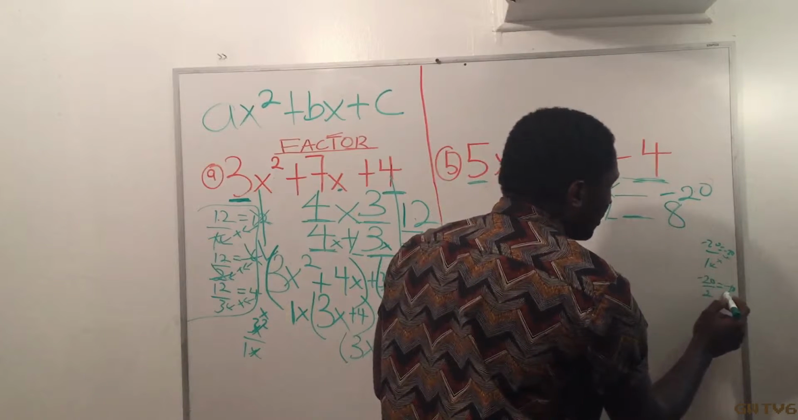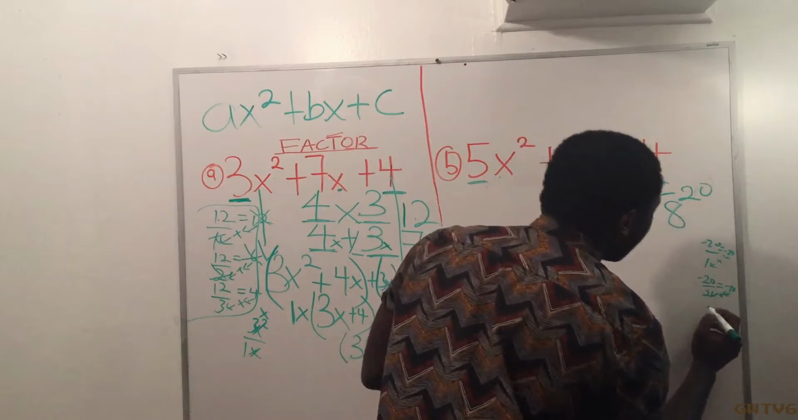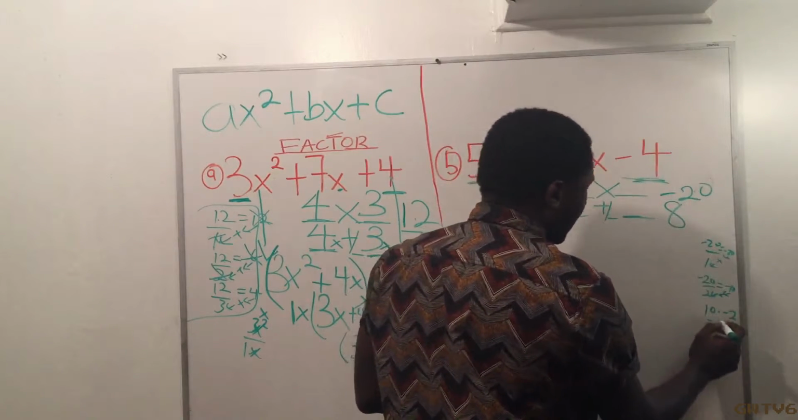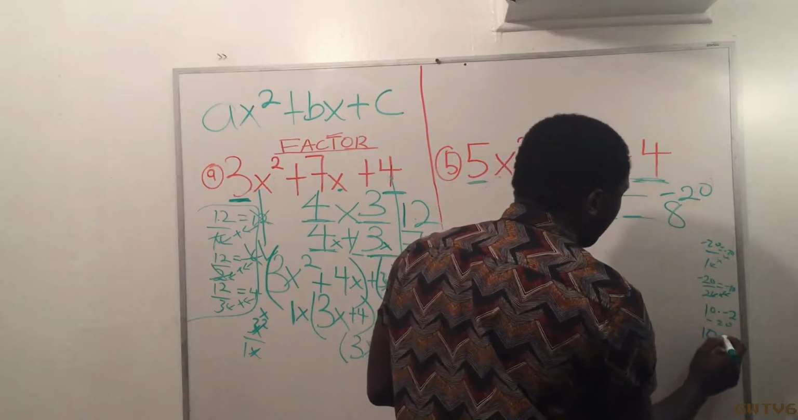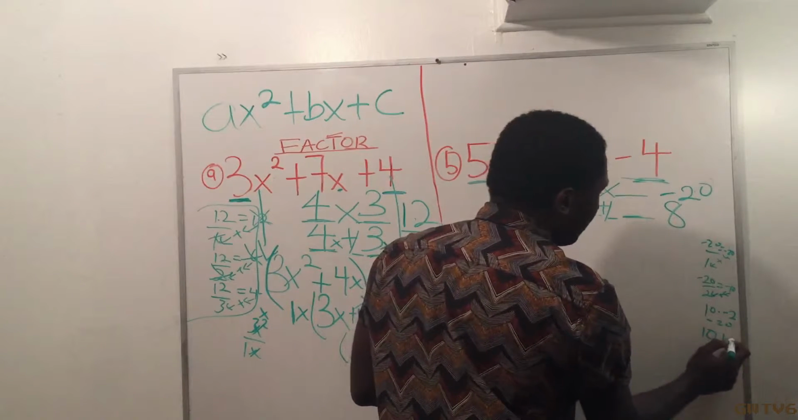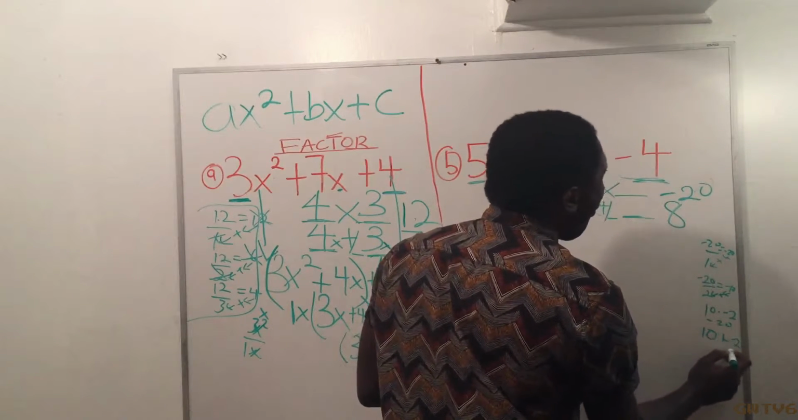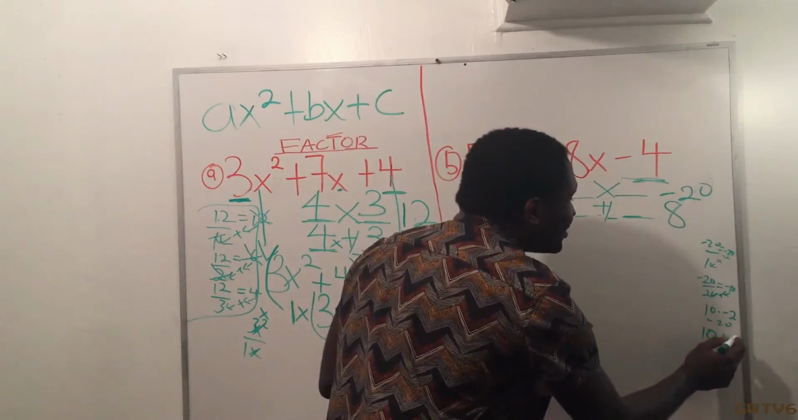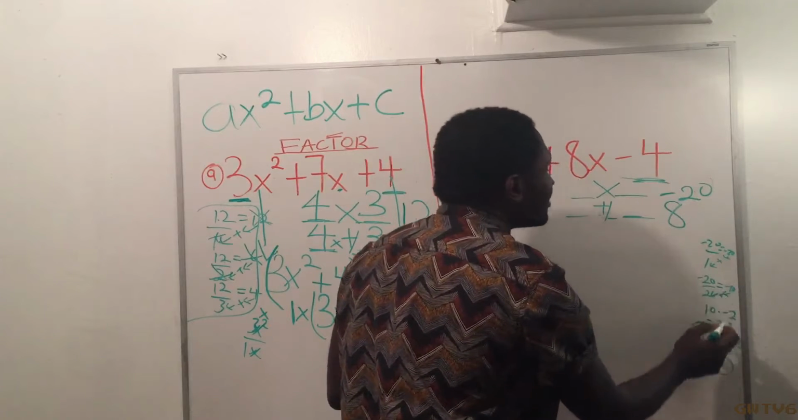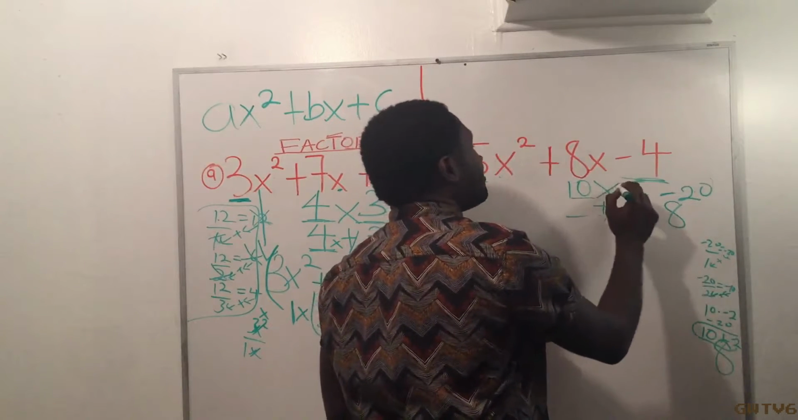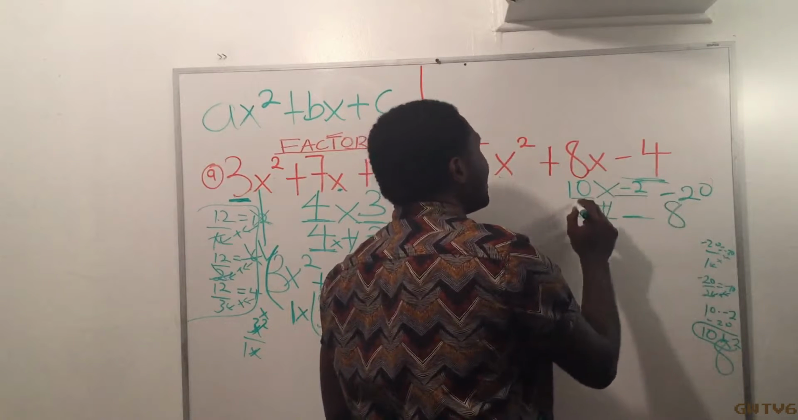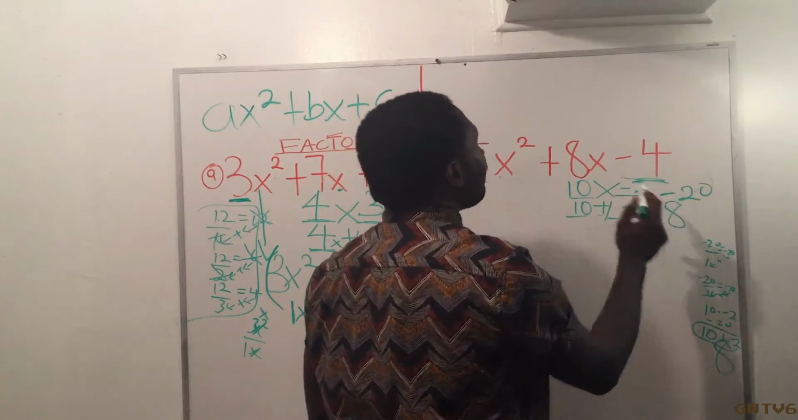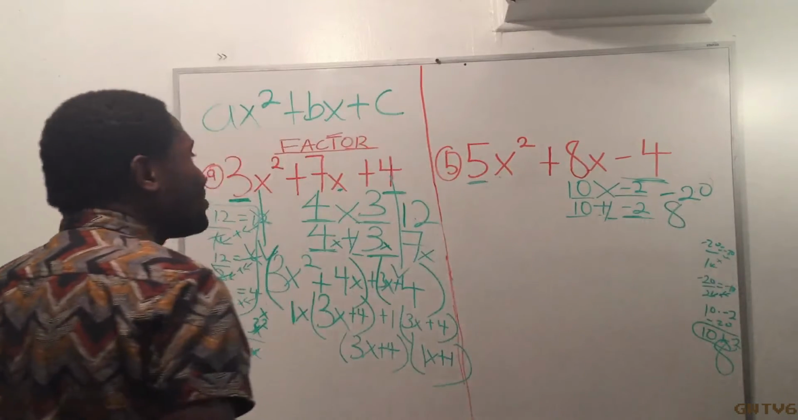So these two are very close. So what if I did 10 times negative 2? That is that negative 20 right there. And what is 10 plus negative 2? Oh, that is positive 8. So that means I can use these 2 numbers. So 10 times negative 2 is negative 20. And then 10 plus negative 2 is what? Positive 8. Yes, I got my 2 numbers.